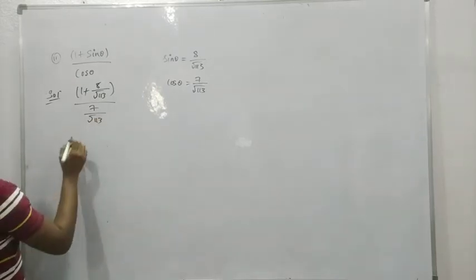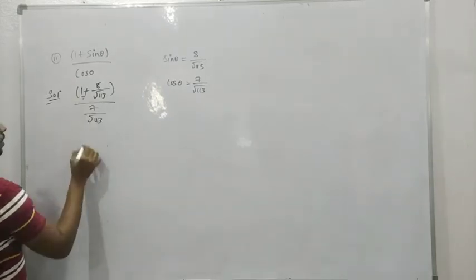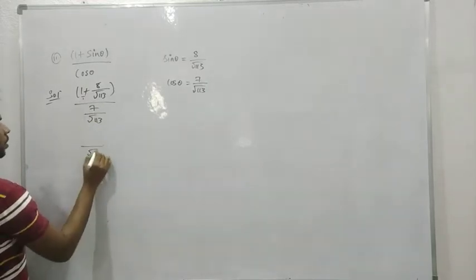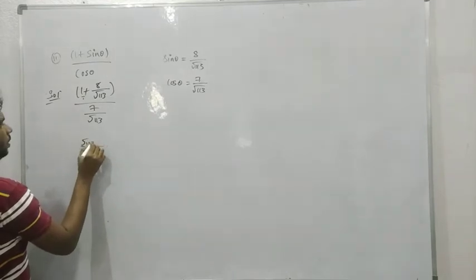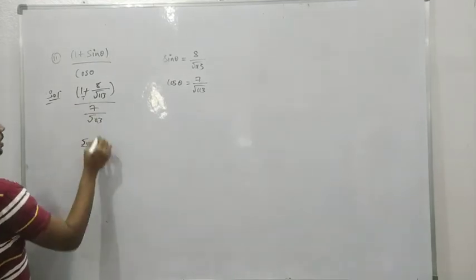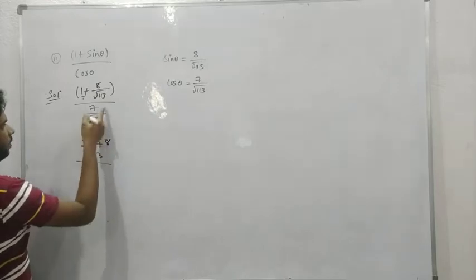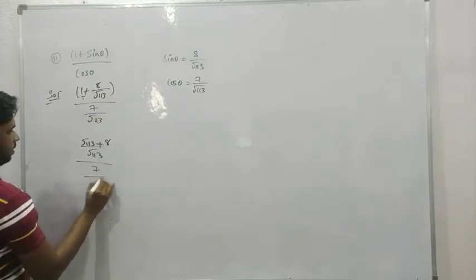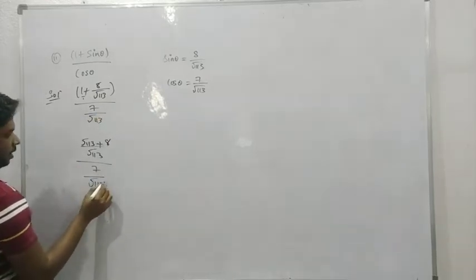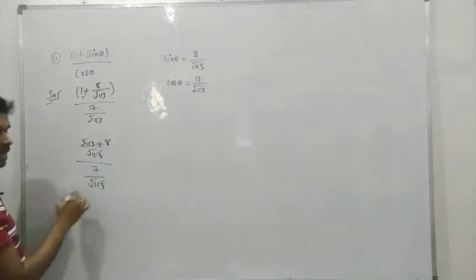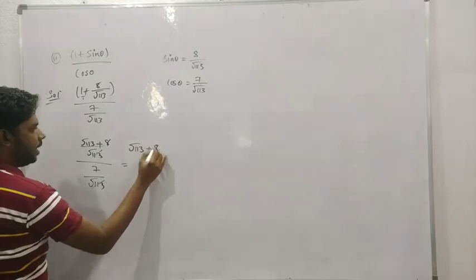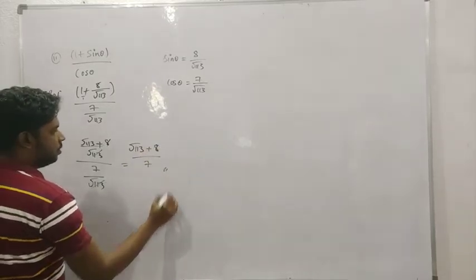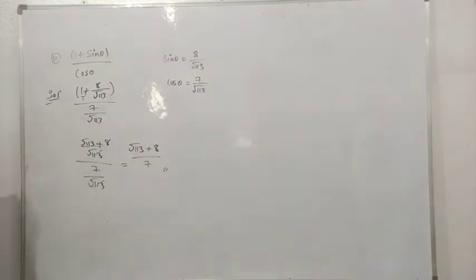Take the LCM in the numerator. Nothing is there, so we have to put 1. 1 into root 113, root 113, and cross multiply: 1 into root 113, root 113 plus 1 into 8, 8, divided by 7 by root 113. As it is, right? 7 into 1. Root 113 gets cancelled. What am I left with? Root 113 plus 8 divided by 7. So this is my answer. Now let's continue with the next question.